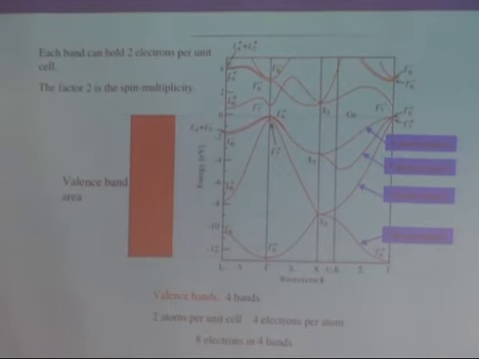Okay, so the approach we are taking is called the tight binding approach, or sometimes called the linear combination of atomic orbitals, or LCAO, approach to band structure. It's the simplest but the most intuitive way of looking at band structure. But there are many others.